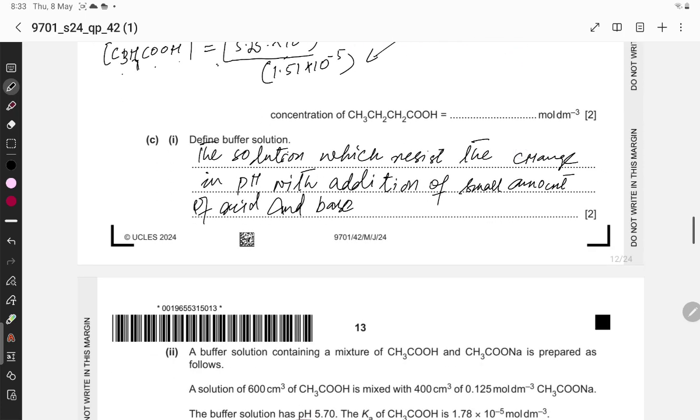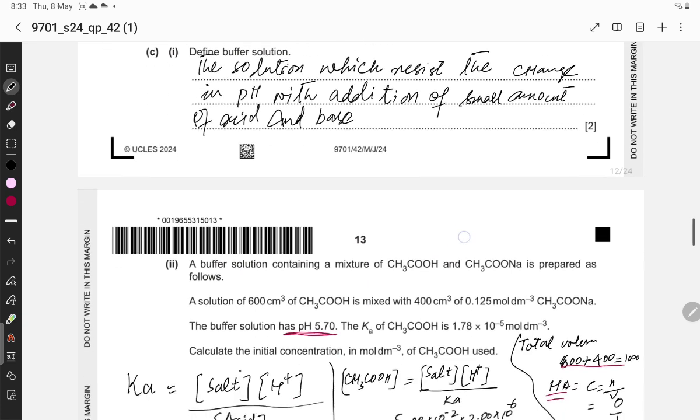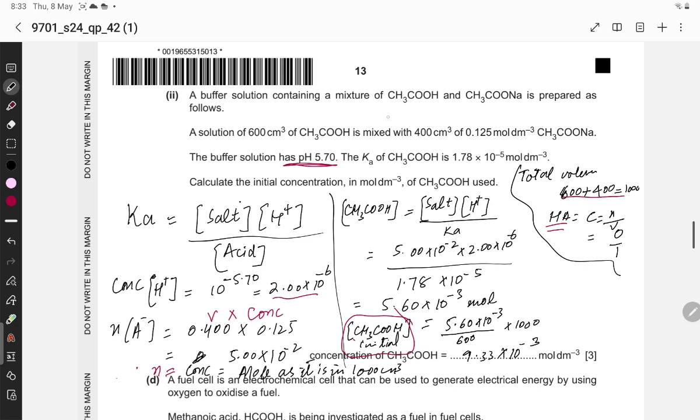Define buffer solution: the solution which resists the change in pH with the addition of a small amount of acid or base. A buffer solution containing a mixture of CH3COOH and CH3COONa is prepared as follows. This is ethanoic acid and this is sodium ethanoate. This is a weak acid and this is a salt of the weak acid. So the mixture of a weak acid and a salt of the weak acid is known as a buffer solution.